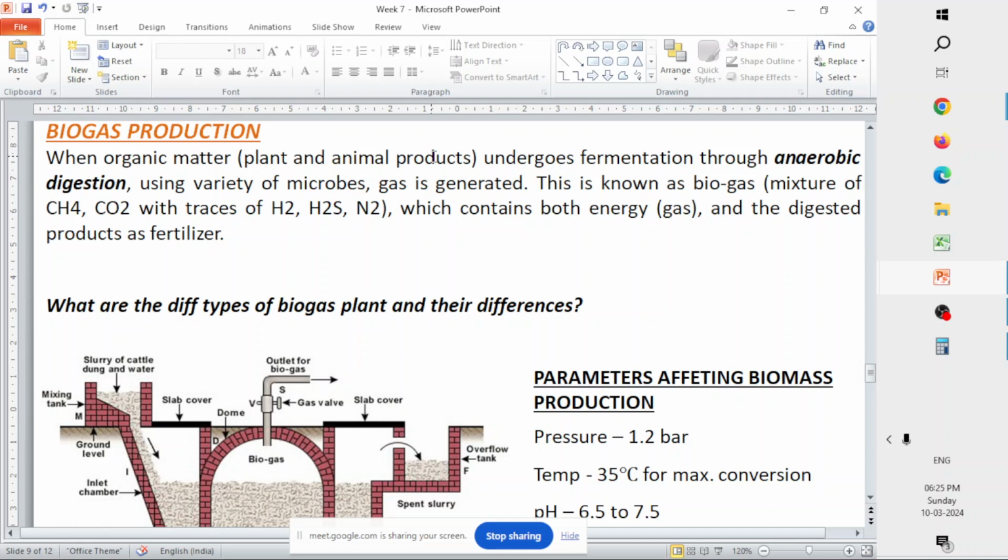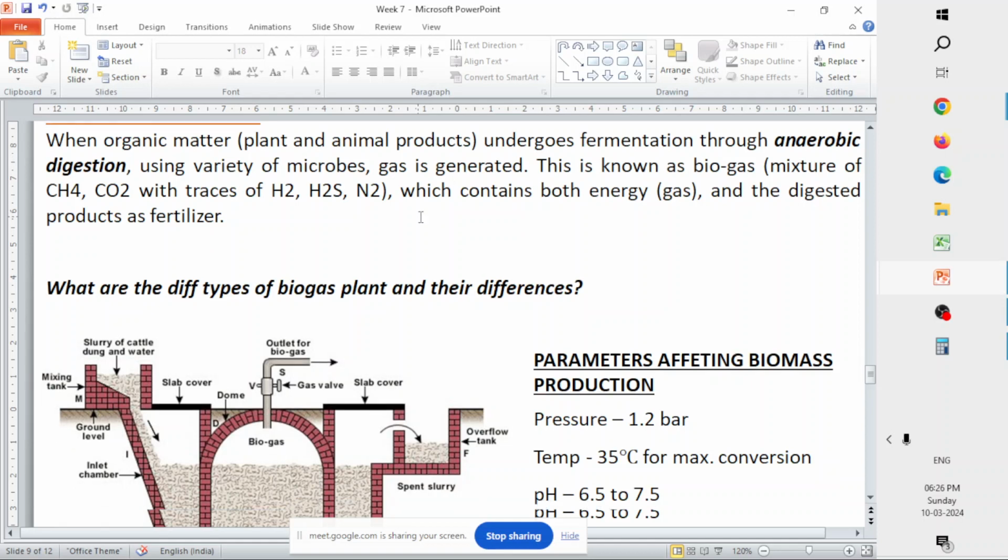So the main principle, or the main difference, in case of your fixed dome and the floating dome is that the fixed dome operates on constant volume principle, whereas your floating dome operates on constant pressure principle. In case of fixed dome, the volume remains constant because you don't have a floating provision there. So the volume of the digester is fixed, whereas in case of your floating dome, that will keep varying. This is the major difference between both these plants depending on their construction and operation.